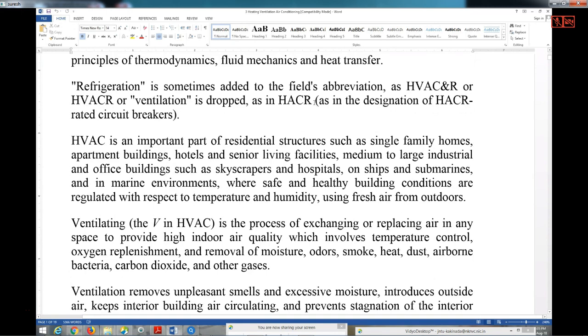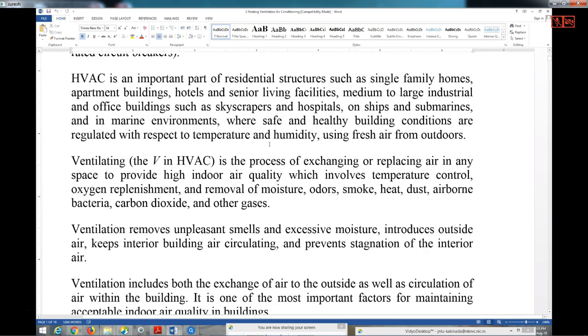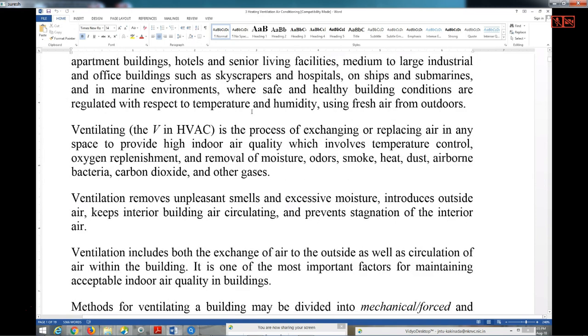HVAC is an important part of residential structures such as single family homes, apartment buildings, hotels, and senior living rooms. Then medium to large industrial areas and office buildings such as skyscrapers and hospitals, armed ships and submarines, and even marine environments, where safe and healthy building conditions are regulated with respect to temperature and humidity using fresh air from outdoors. So not only maintaining the humidity and the comfort of the occupants in the room, but there should always be fresh air drawn into the room where the occupants are. The room air should be in fresh condition.